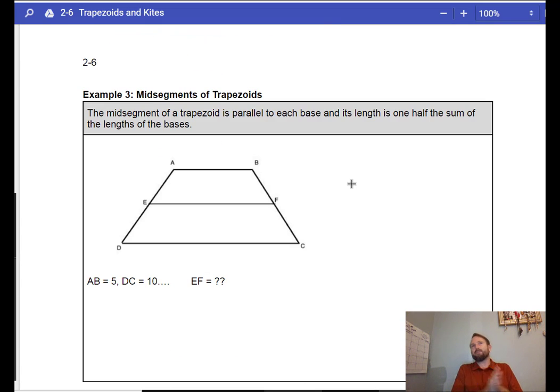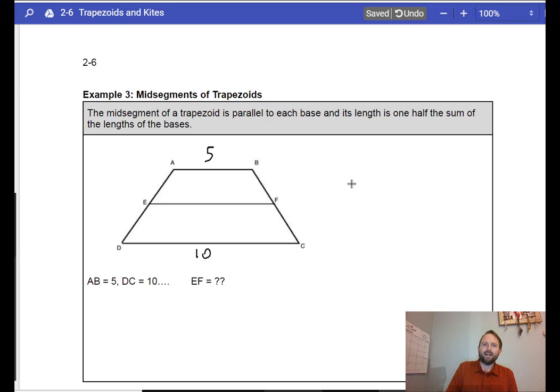So, mid-segments of trapezoids. So, the mid-segment of a trapezoid is parallel to each base, and its length is 1/2 the sum of the lengths of the bases. All right, so here's an example. If AB is equal to 5 and DC is equal to 10, what's EF? So this is like another one of those examples of, okay, take your money, take your friend's money, add them together and divide by 2, and that's what's in between. That's how much you would share together.